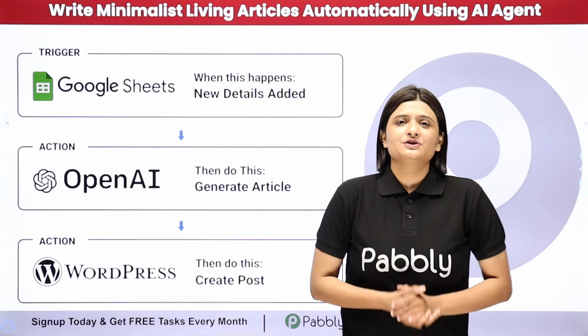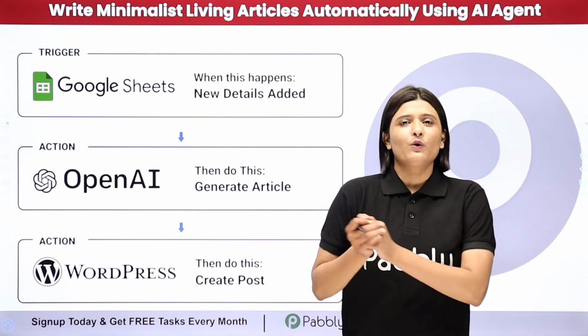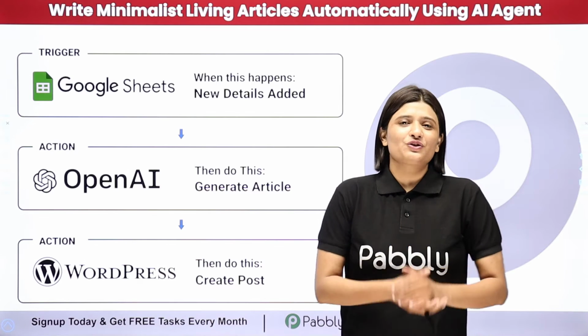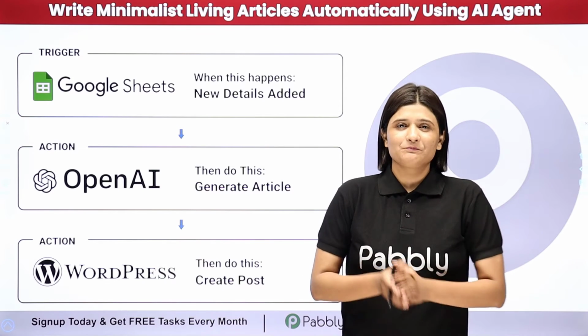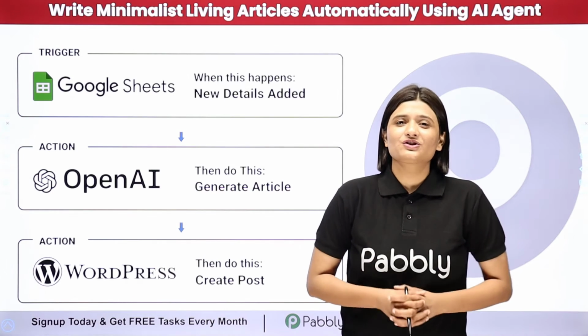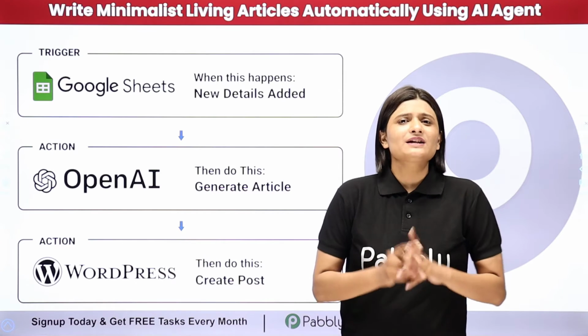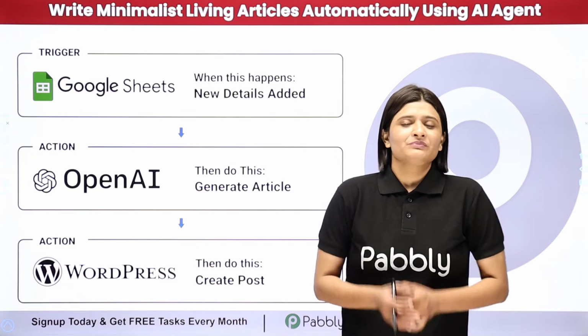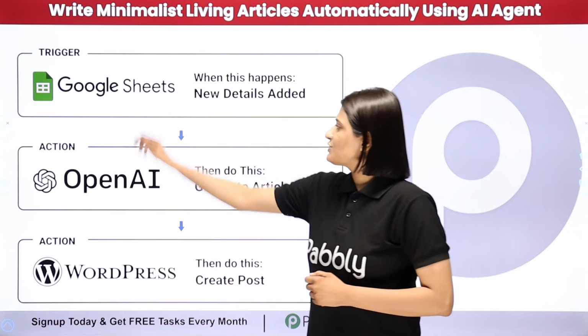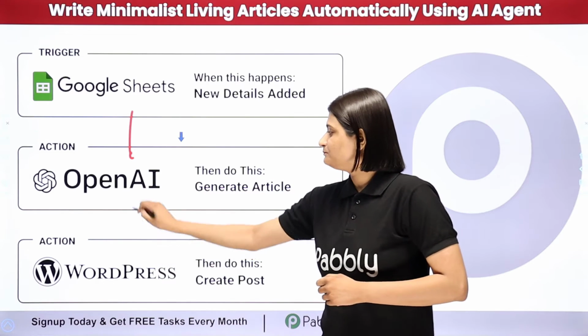Doing this manually will consume a lot of time, so I'm completely going to automate this process. And to do this automation, I'm going to use Pabbly Connect. So Pabbly Connect is an amazing automation and integration software which requires no coding or programming skills. Here I just need to build connection between Google Sheets, OpenAI and WordPress.